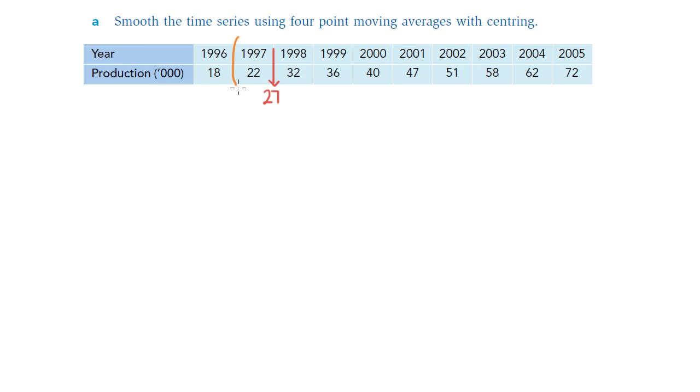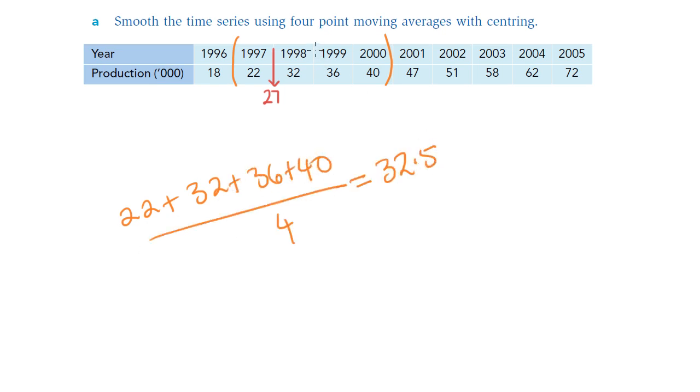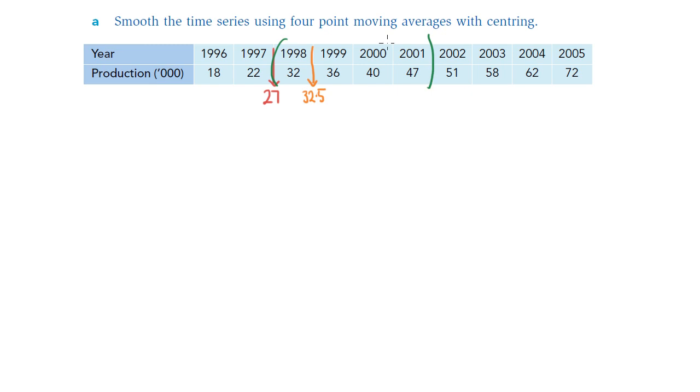Now the next group of 4 that I'm working on is these 4 here. So I want to know the average of 22, 32, 36 and 40. That's 32.5, which I'm going to write right in the middle here of those 4. My next group of 4 is from there to there. So I want to know the average of 32, 36, 40 and 47. My next group of 4 will be here, and so on.